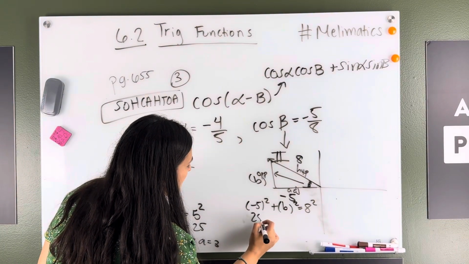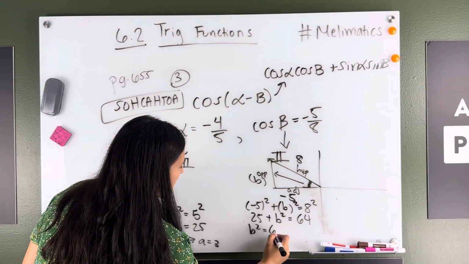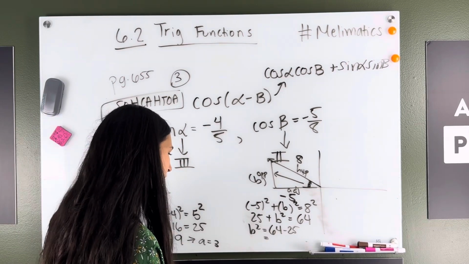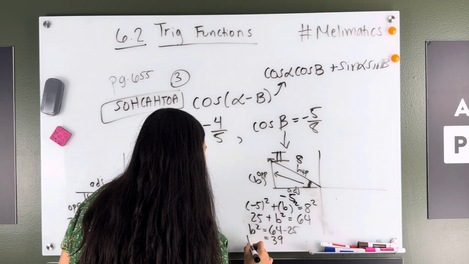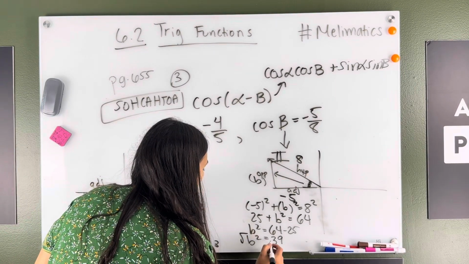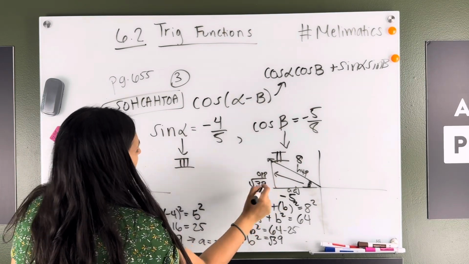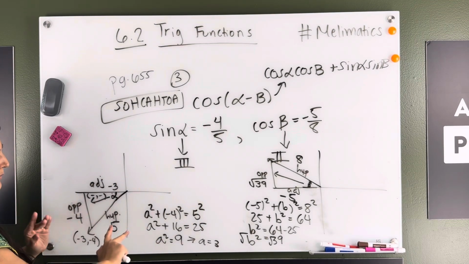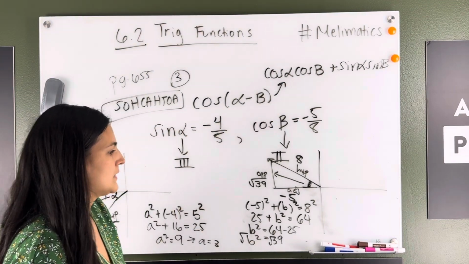So this is negative 5 squared, which is 25, and 8 squared, which is 64. So B squared equals 64 minus 25, which is 39, hopefully I did that right. Then square root both sides, so B is the square root of 39. It takes some time, but it's not that hard. Just draw the right triangles in the correct quadrants, label them, find the missing side, and then we can use the formula cosine, cosine, sine, sine.